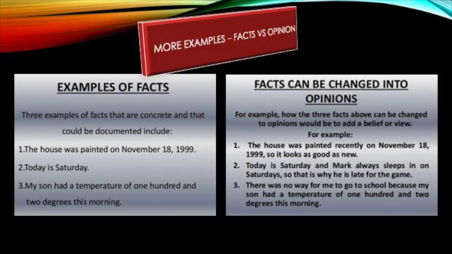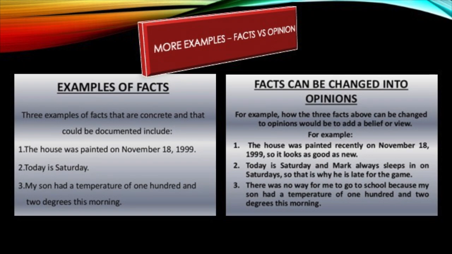Now let's look at another example. We have three examples of facts here. Let's read the first one. The house was painted on November 18, 1999. This is what a fact would look like. Instead, if somebody were to present an opinion about this fact, one would say, the house was painted recently on November 18, 1999, so it looks as good as new. Whether it looks as good as new, or it looks old, or it doesn't look good at all, this kind of information would be an opinion.